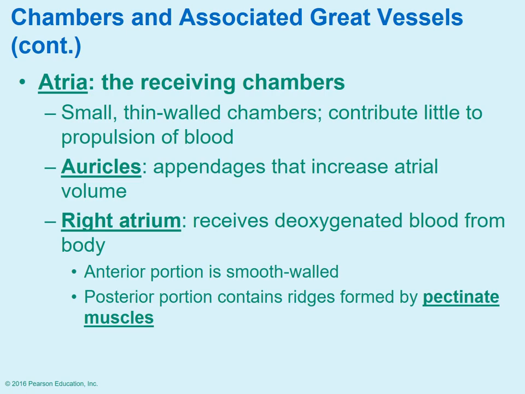The atria are the receiving chambers, as we said earlier. The walls tend to be thinner because they don't have to pump. They're just receiving the blood. They're smaller than the ventricles. So they are receiving the blood either from the lungs or from the rest of the body. The right atrium is receiving that deoxygenated blood from the body.